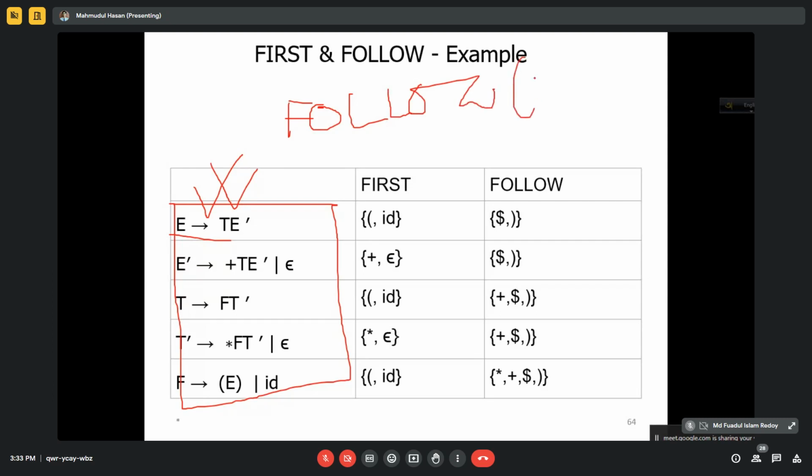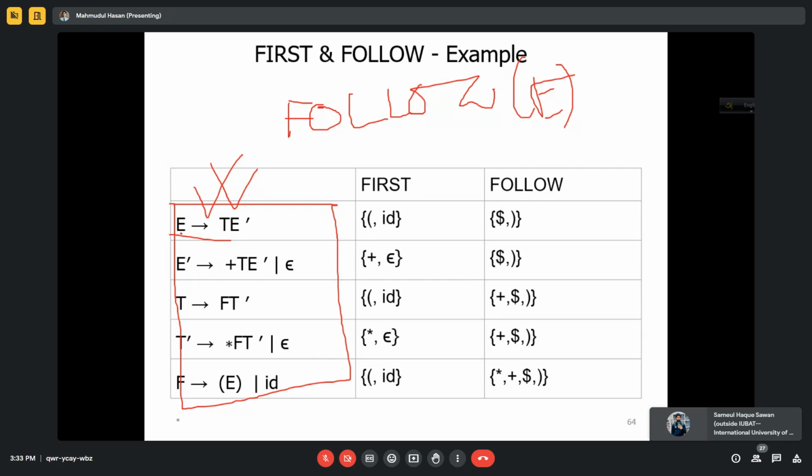There is the follow of E. Okay, so I think we are very familiar with the word follow. Every day we use the word follow.